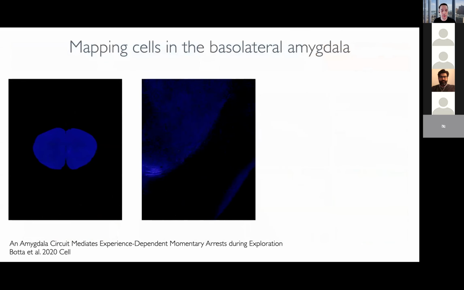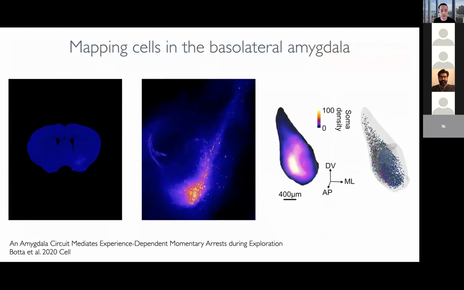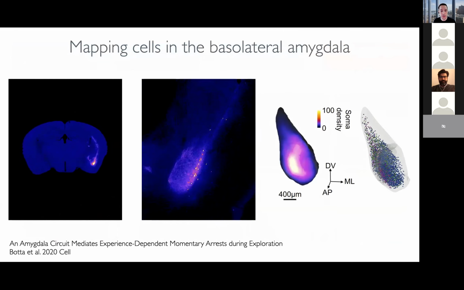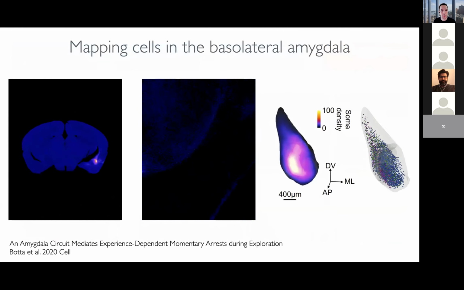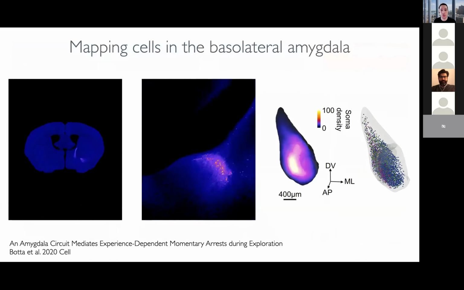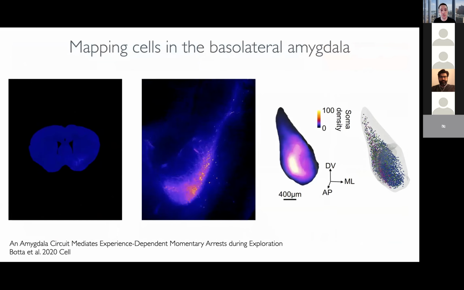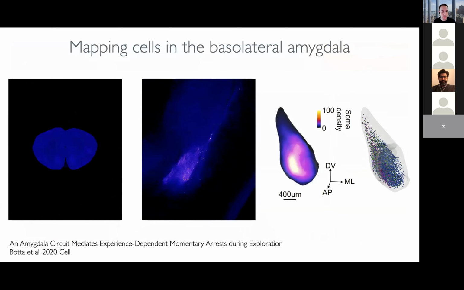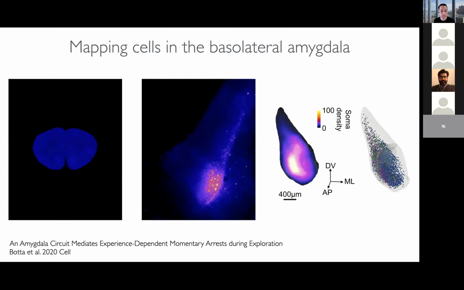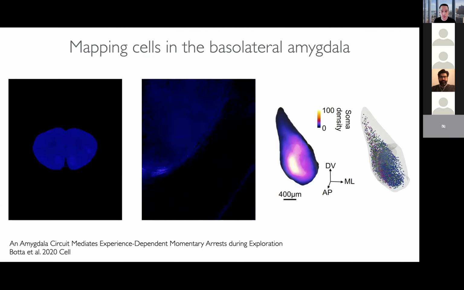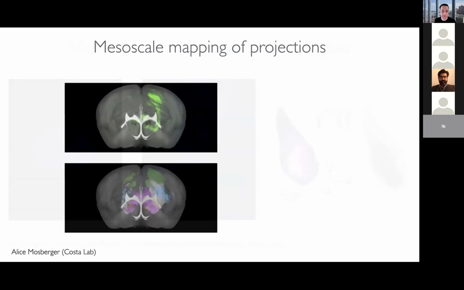And the first paper that we published using this technique is a paper out of Rui Costa's lab, looking at a specific population of cells in the basal ganglia. These cells signal to slow down in novel environments. And so you can see we can get these really nice reconstructions of the basal ganglia and map these cells using Imaris.